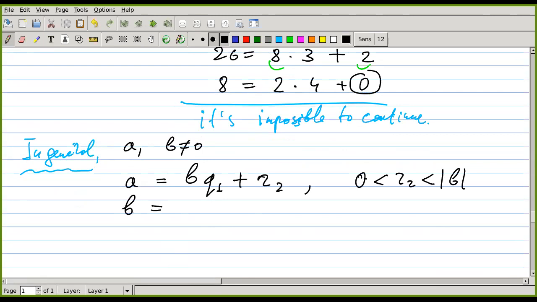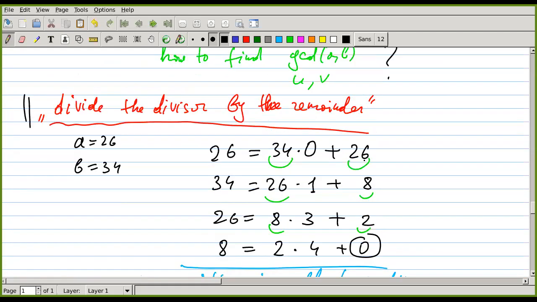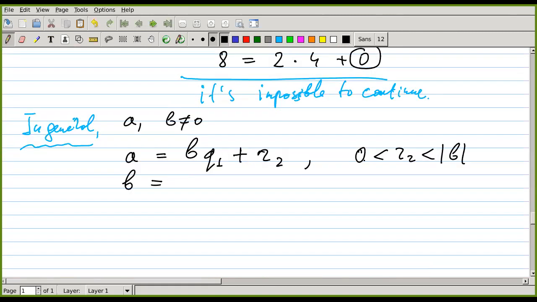Of course, it is possible that this remainder is 0, but it is not interesting. Assume that we can make one more step of our procedure, that is of dividing the divisor by the remainder. Now, the divisor was b and the remainder was r2. I want to divide b by r2. This will result in some partial quotient q2 and the new remainder r3. r3 is of course less than r2, and let's assume that it is not the final step. So we have a number greater than 0. Is this idea clear?